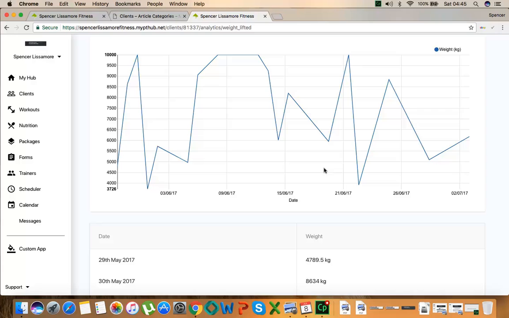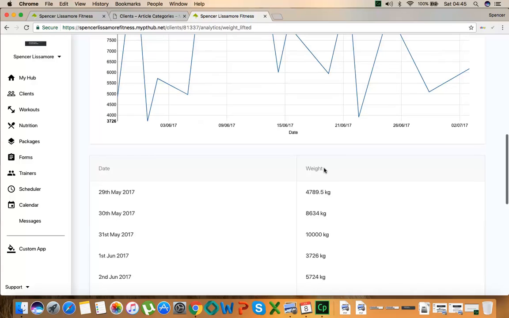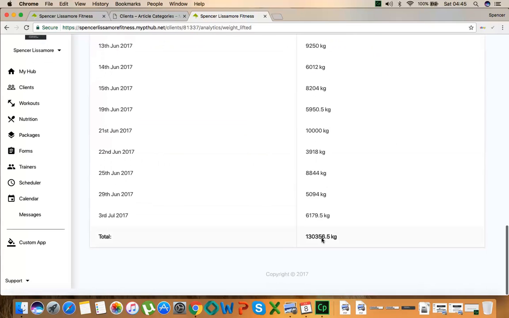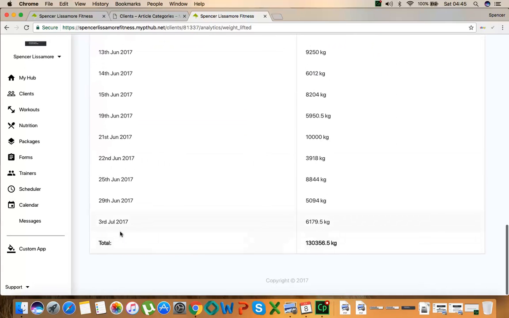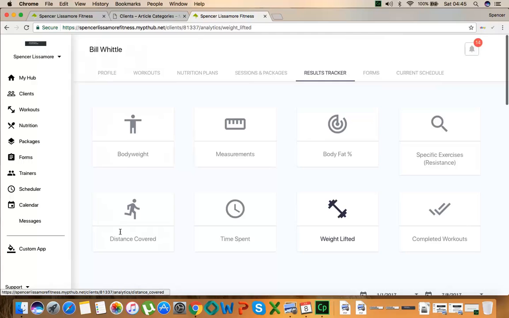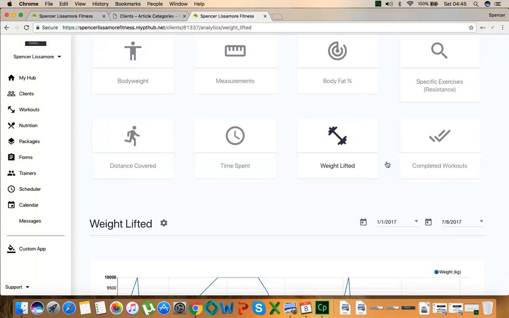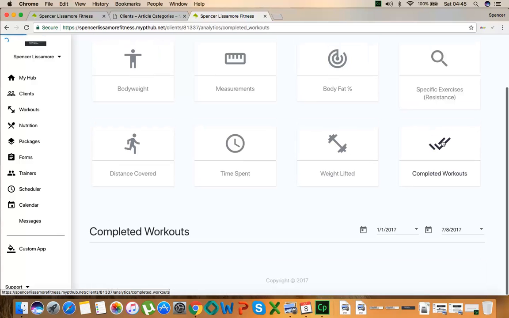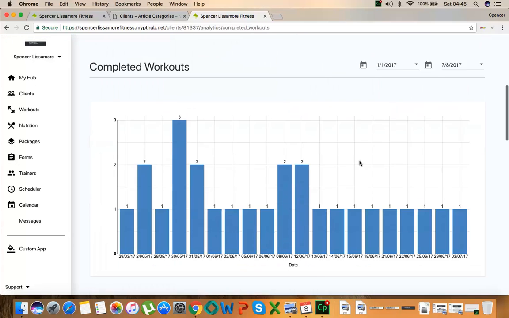I know they'll come back at the end of the week like, wow, you moved the equivalent of like 3 cars on Tuesday, and I think that's just important. And as you can see, total amount: 130,000 kilos moved thus far. And I just think it's really good in terms of looking back and feeling some self-accomplishment, completed workouts.